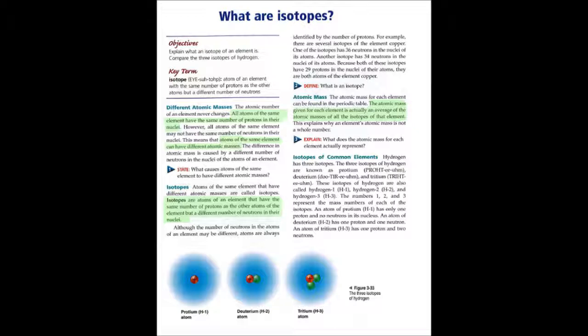Interpreting visuals. Use figure 333 to answer the following questions. 8. Analyze. Which isotope contains 2 neutrons in its nucleus? 9. Identify. Which atom has the largest nucleus? 10. Infer. What is the atomic number of each isotope? 11. Infer. Which isotope has the smallest atomic mass?